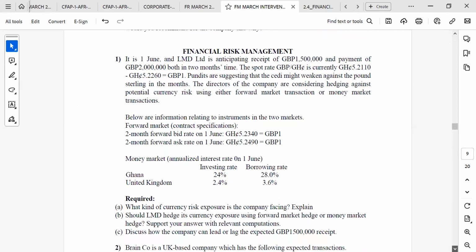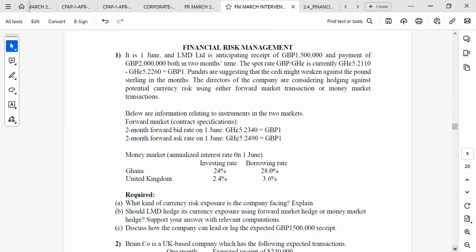Okay, let's pick question one, which is about money markets, and this is about external technique. Okay, Sinadem, take that question for us. Okay, financial risk management question 1.